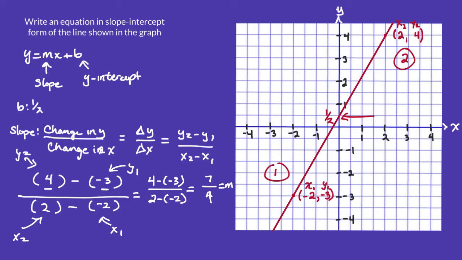So now we can go ahead and rewrite our formula, plugging in the values for b, which is 1/2, and for our slope, m, which is 7/4. So our equation then would be y equals 7/4 x plus 1/2. And that is our equation in slope-intercept form of the line shown in the graph.